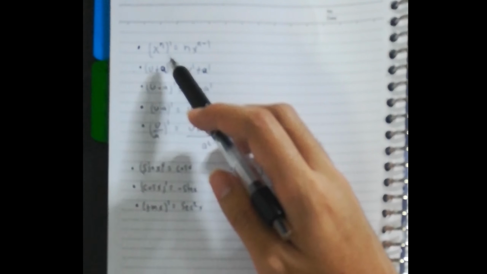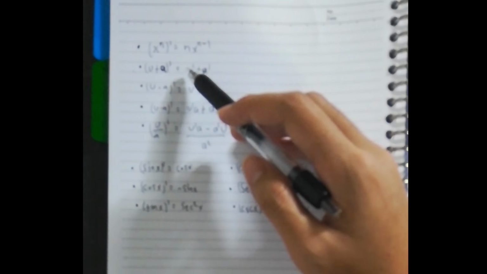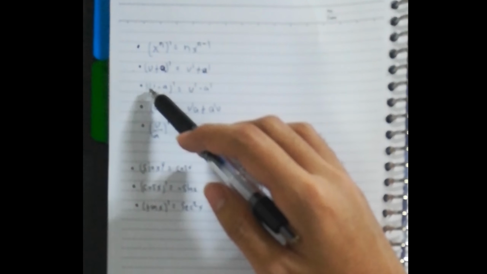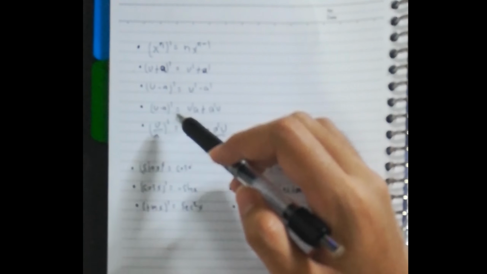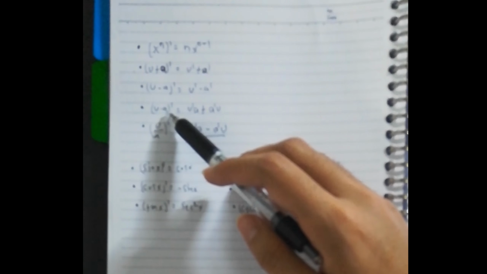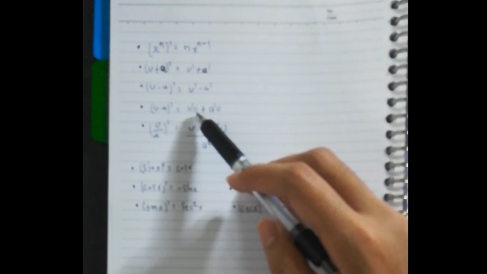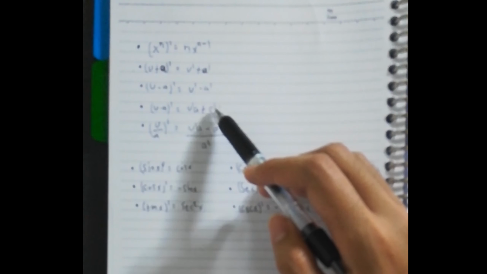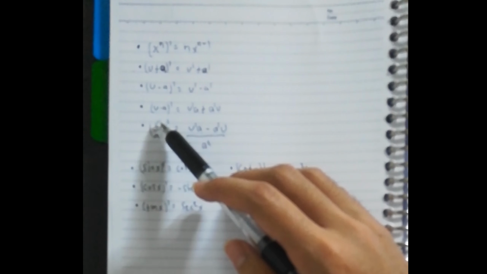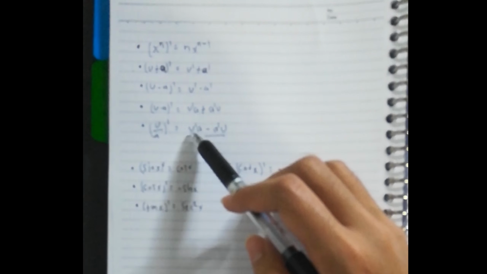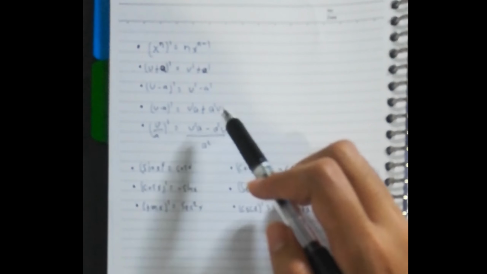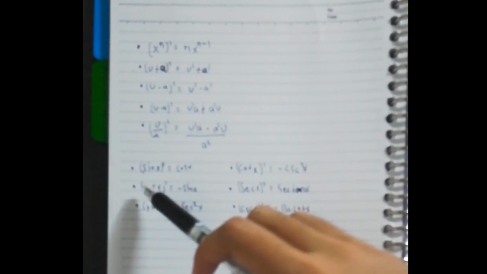And there's the addition one: the derivative of u plus a equals u prime plus a prime. The derivative of u minus a equals u prime minus a prime. This is the multiplication one: the derivative of u times a equals u prime times a plus a prime times u. The division one: the derivative of u over a equals u prime times a minus a prime times u, over a squared. The u and a are functions.